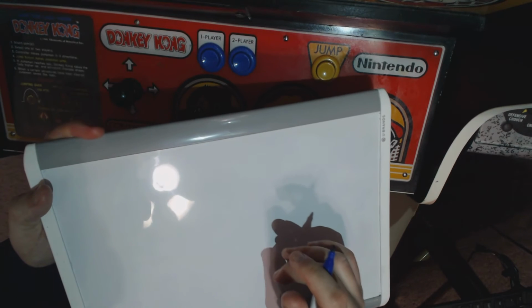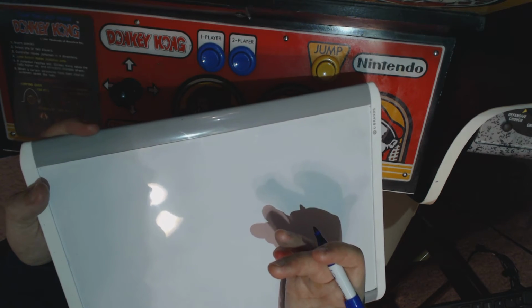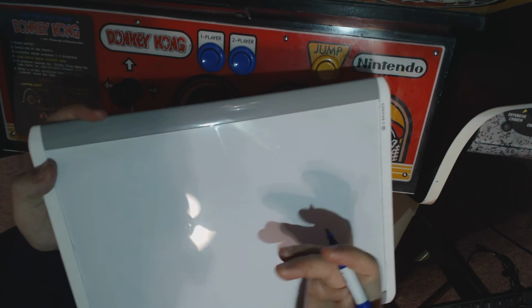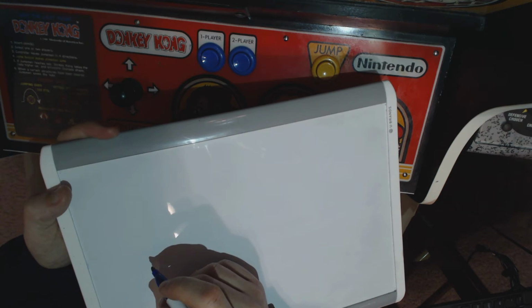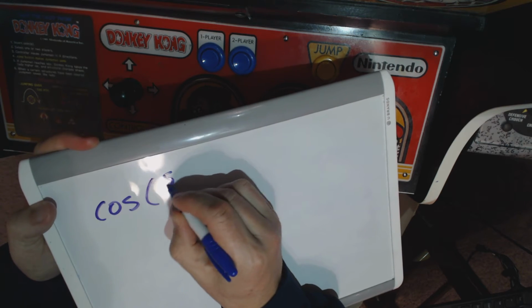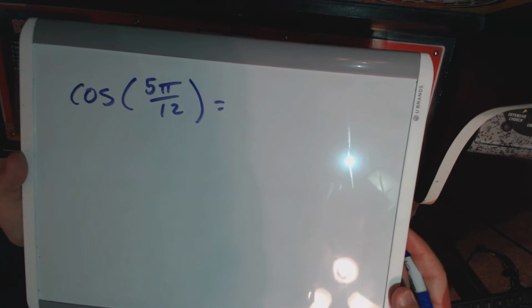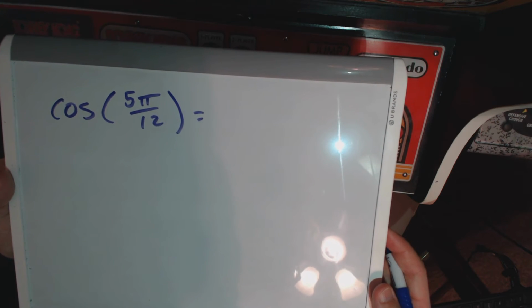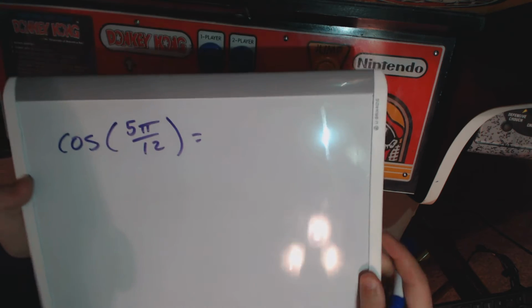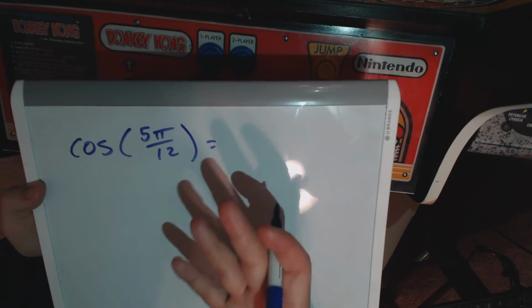Let's say I did the cosine of 5 pi over 12, and I want to know what cosine of 5 pi over 12 is. You might be thinking to yourself, crap, I don't know about 5 pi over 12, right? I don't know the unit circle.